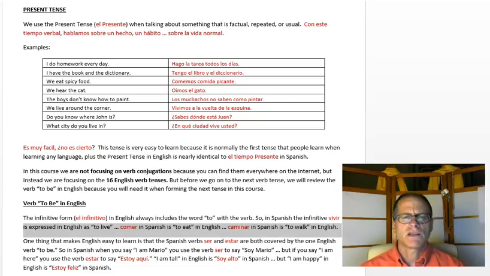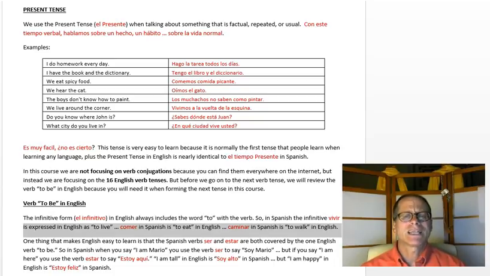This tense is very easy to learn because it is normally the first tense that people learn when learning any language. Plus, the present tense in English is nearly identical to el tiempo presente in Spanish. In this course, we are not focusing on verb conjugations because you can find them everywhere on the internet. But instead, we are focusing on the 16 English verb tenses.